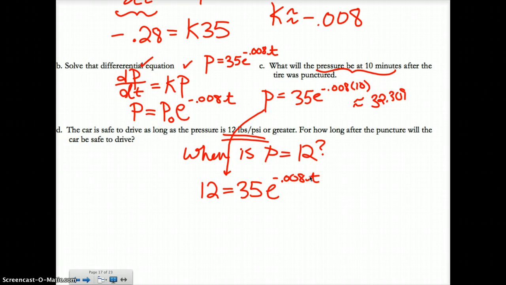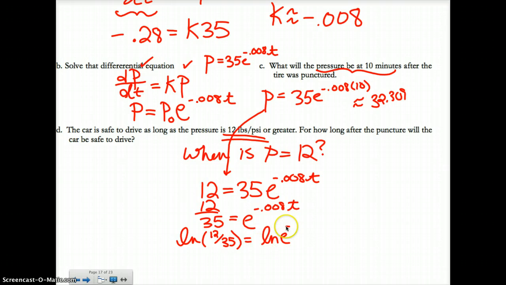Now when I try to solve this for time, it goes back to, again, a pre-calc algebra 2 concept, where I'm going to divide both sides by 35, and my e is trapped up there, my time is trapped up there in an exponent. Well, how do I get up there? When I have e to a power, how do I undo that? I take the natural log of both sides. So I take the natural log of the left, and the natural log on the right is going to be ln e to the negative 0.008 t.